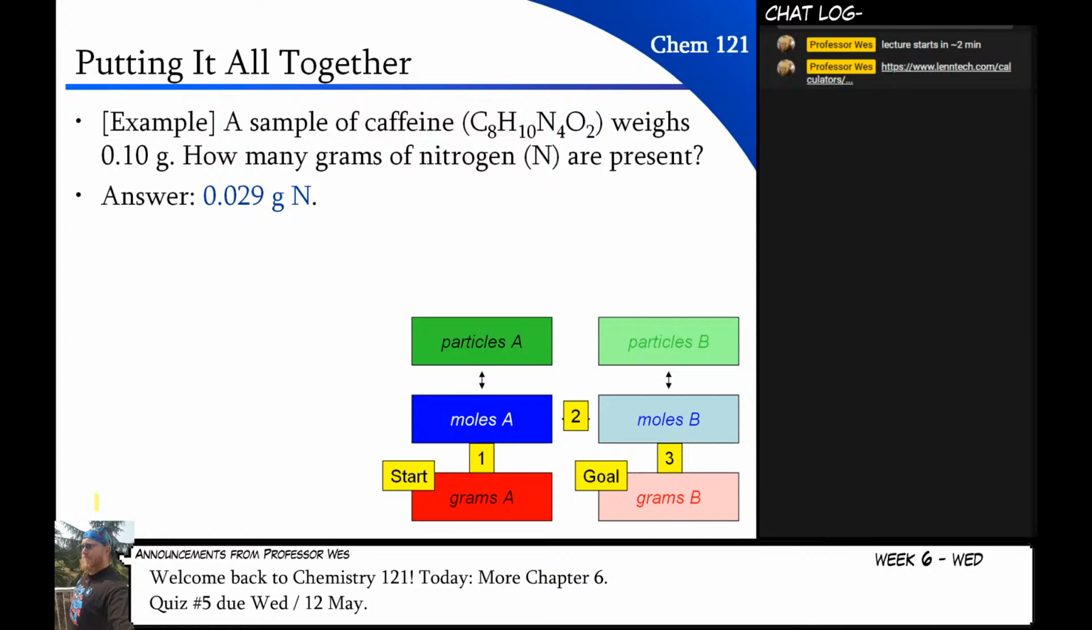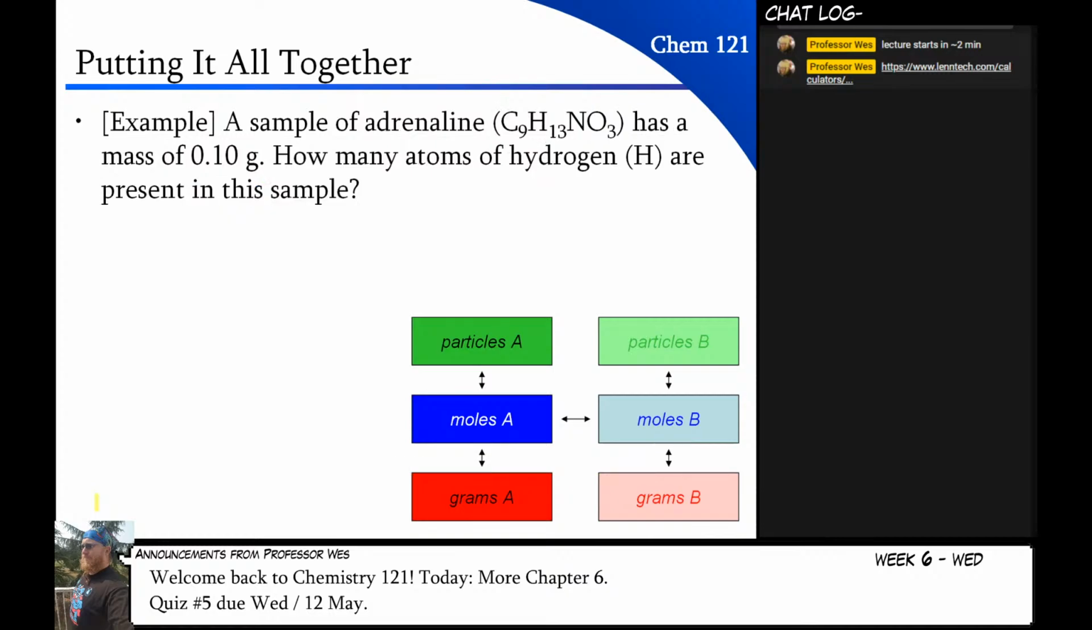All right. So this next problem, I'm going to give you 0.1 grams of adrenaline. And what I want you to do is, following a similar strategy to what we've done, tell me how many atoms of hydrogen are in the sample of adrenaline. So first move, figure out what A and B are, then plot your course through the flowchart, then write out all the relationships, then do the calculation. Okay? I'll give you 5 or 6 minutes to try that, and then we'll go over the answers at the end of that period. See you in a bit.